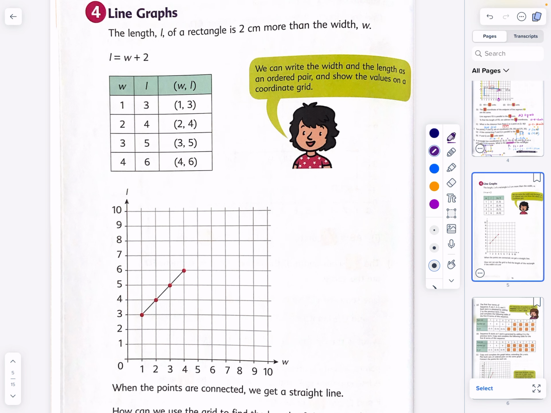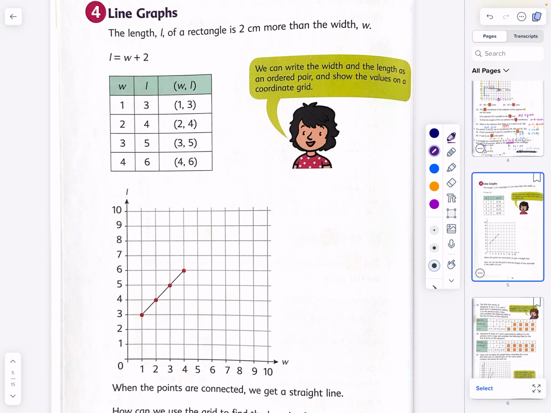Line graphs are fantastic visualization tools to see how rapidly your data points are increasing or decreasing or remaining flat relative to each other. So let's take a look at the first problem.